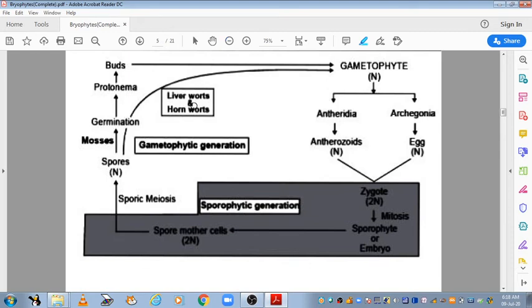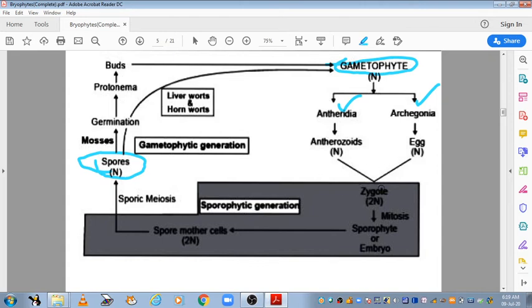Now we know that there are three groups of bryophytes, that is liverworts, hornworts and mosses. Now this is the general life cycle of these plants. Let's start with spores. First of all, the spores or the meiospores, when they germinate, they form gametophyte. Spores are haploid and gametophyte is also haploid. The gametophyte will bear two types of sex organ, antheridia and archegonia. Antheridia will form antherozoids or male gametes, archegonia will form egg.